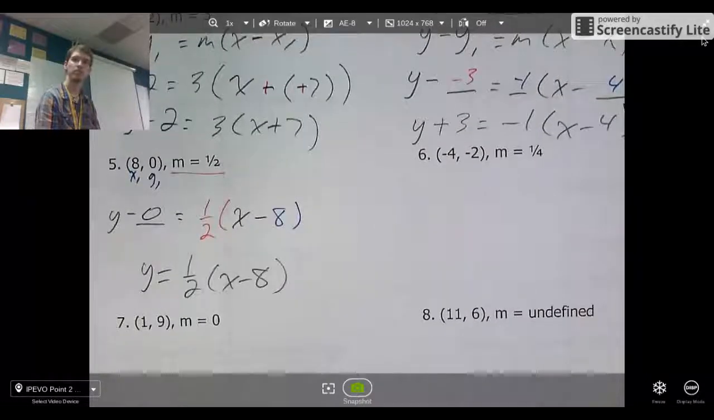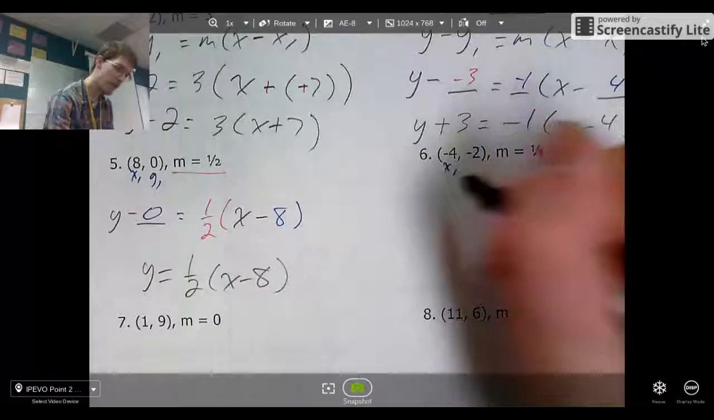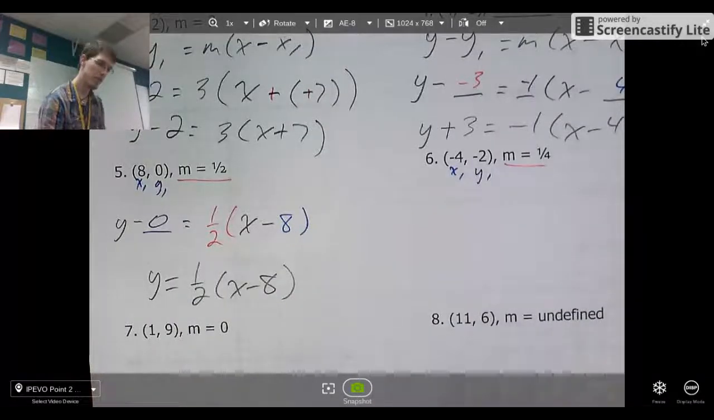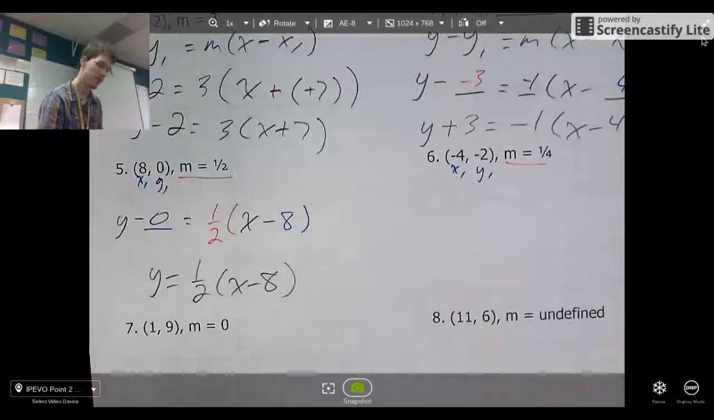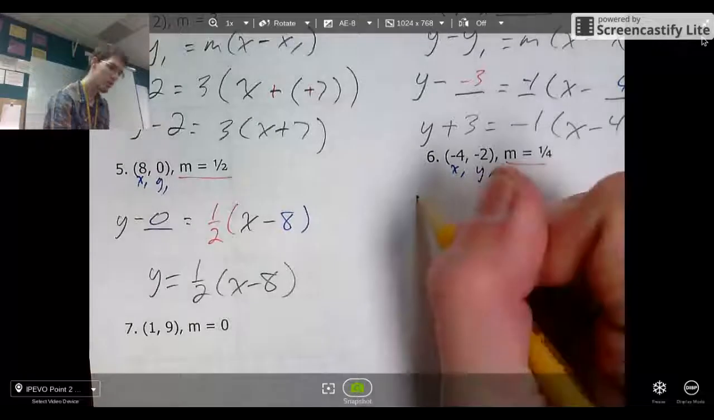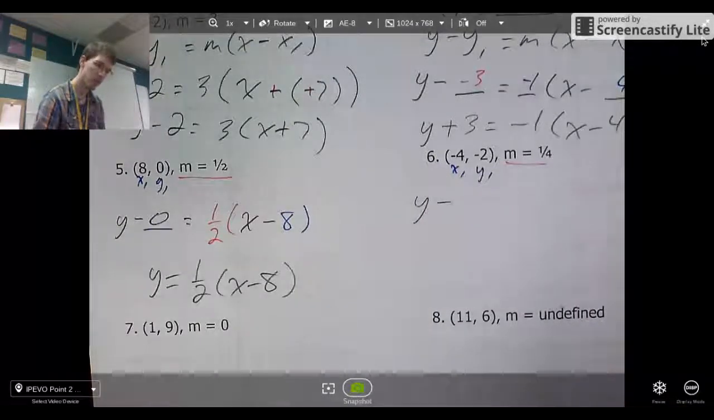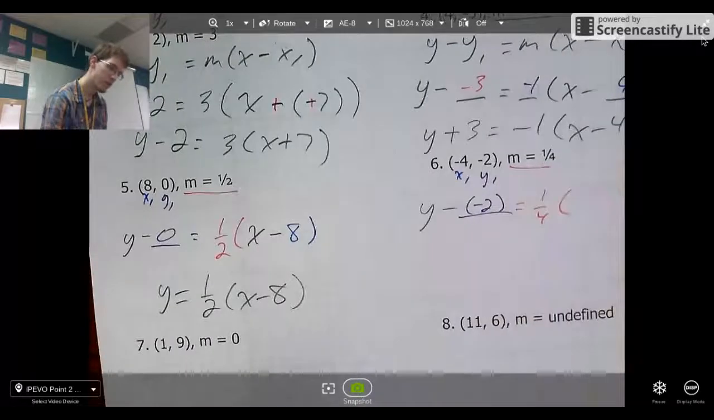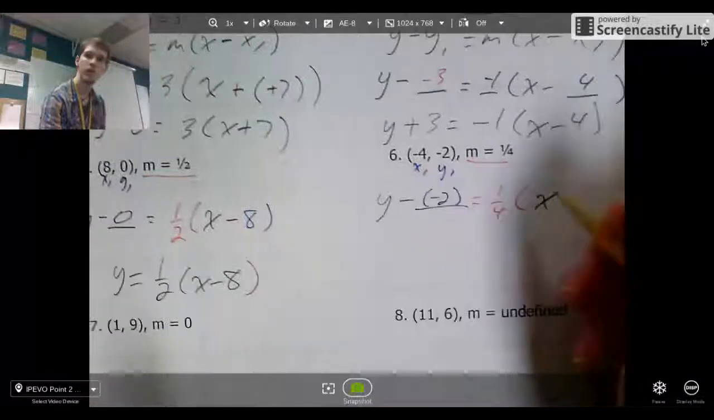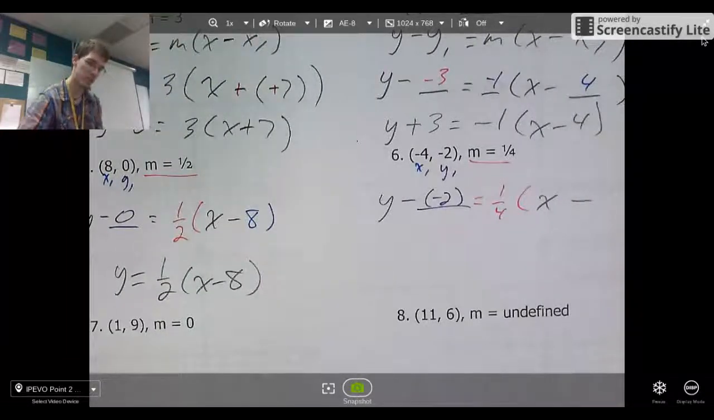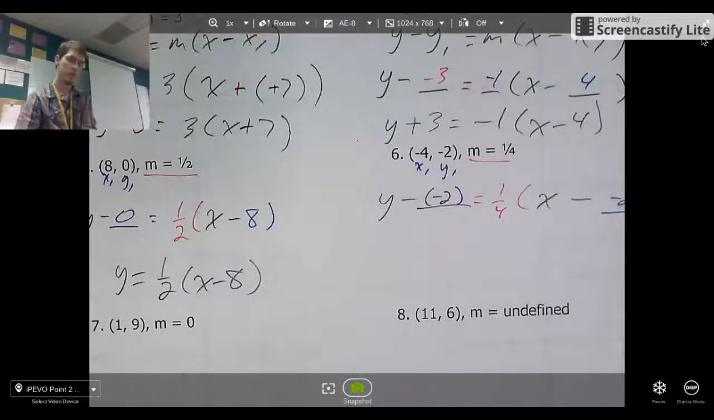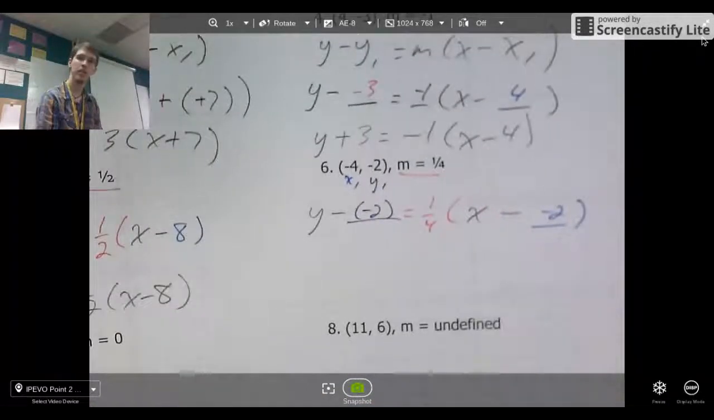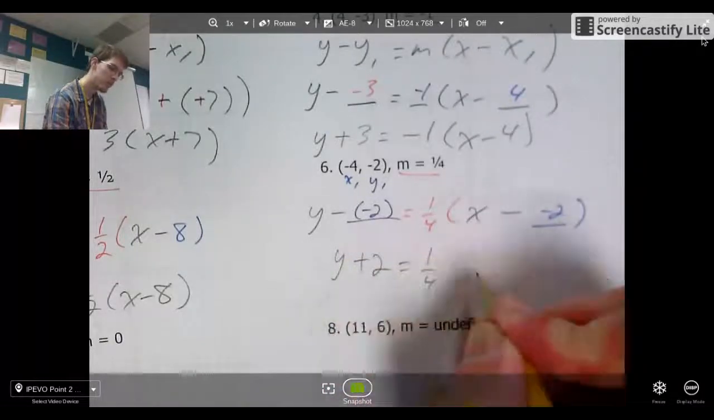Okay. Number 6. x1, y1, m. All right, so I'm going to write y minus y1, which I use purple for. So y minus -2 equals m times x minus x1, which in this case is -2. Any double negatives we have here? Matter of fact, yes, both these. Anytime we have a negative in our point, we actually end up with a double negative in our equation. So we get y plus 2 equals 1/4 times x plus 2.